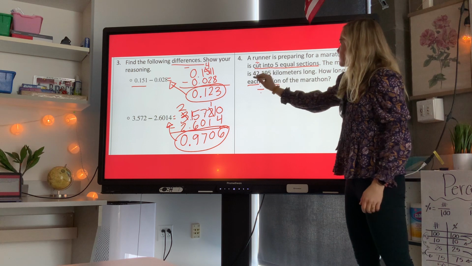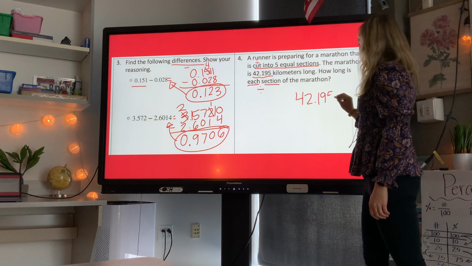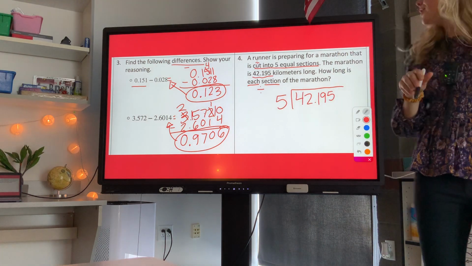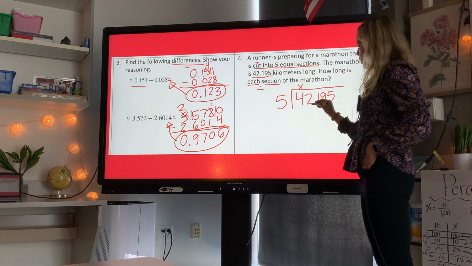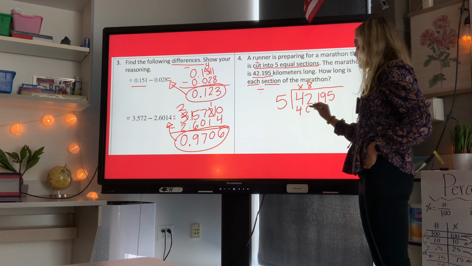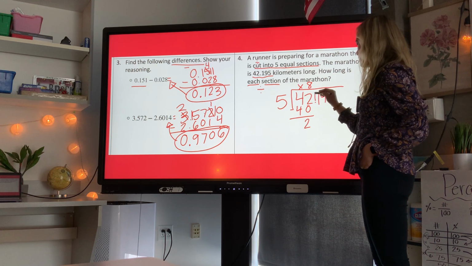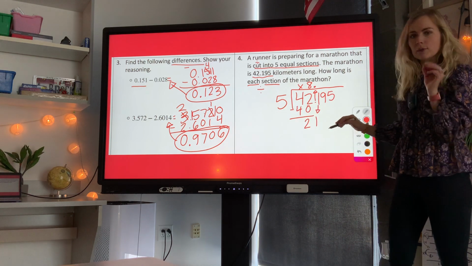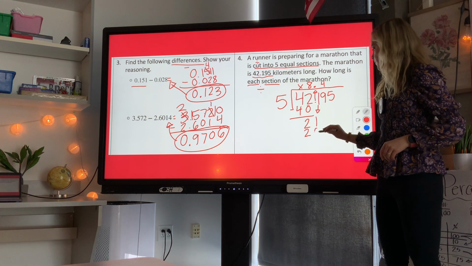So we take the full number, 42.195, and we're dividing it into 5 pieces to find out how long one piece is. Okay? So 5 doesn't go into 4. 5 goes into 42 8 times, because 8 times 5 is 40. 42 minus 40 is 2. I bring up the decimal point, and I bring down the 1. 5 goes into 21 4 times. 4 times 5 is 20.